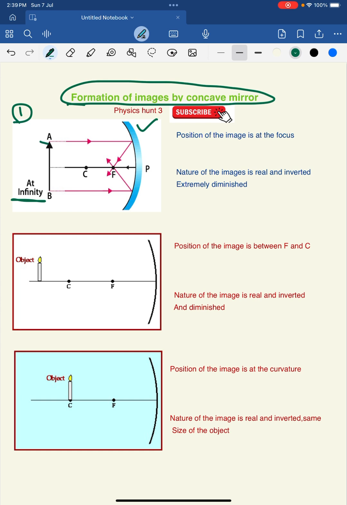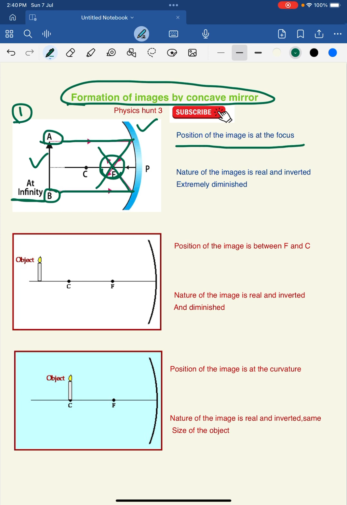Now I'm taking two points, one is point A and the other one is point B. Suppose a ray of light which is parallel to the principal axis, after striking the surface of the concave mirror, the reflected ray is passing through the focus. Now the second ray of light which starts from point B is also parallel to the principal axis. After striking the surface, the reflected ray again passes through the focus. If you look carefully, these two reflected rays are meeting exactly at the focus, correct or not? So that is the image of this infinite object. The position of the image is at focus.